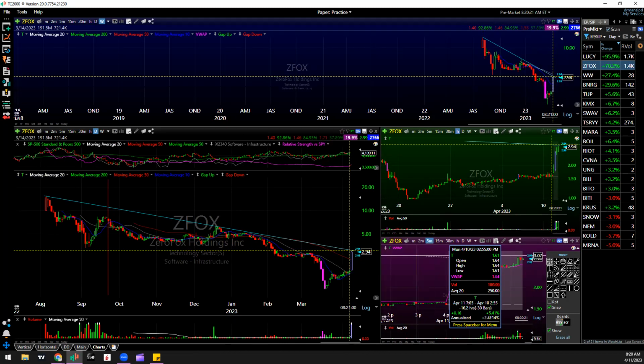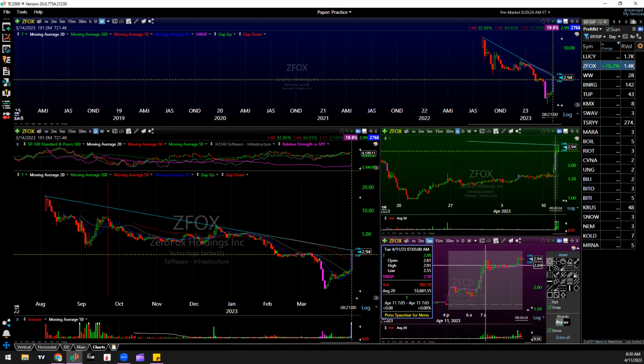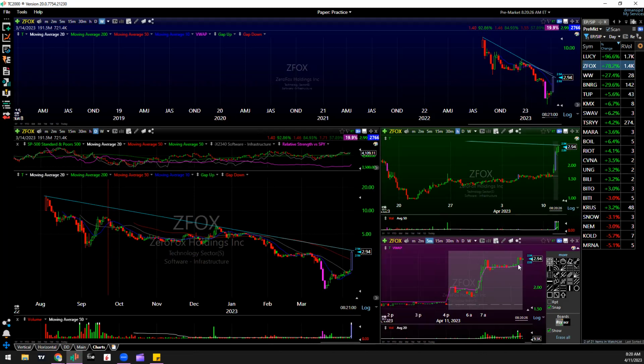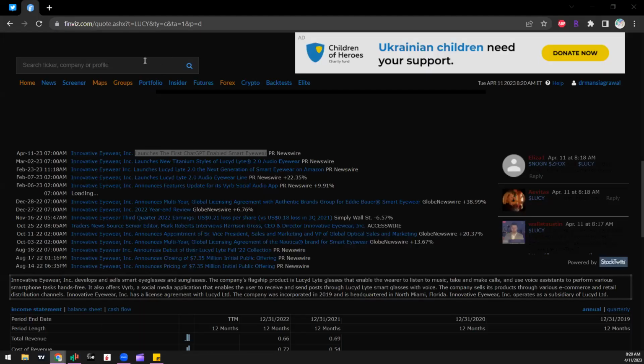The action in the 5 minute market looks very constructive. So this is a typical bull flag that we like to see. It's worth going into this and checking what the news might be on the stock. So I'm going to go here, Zfox.